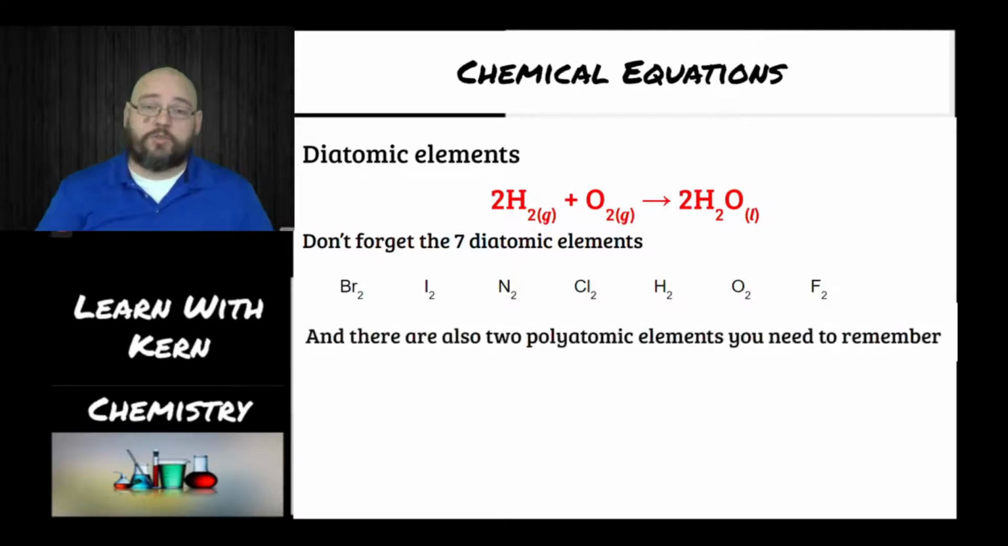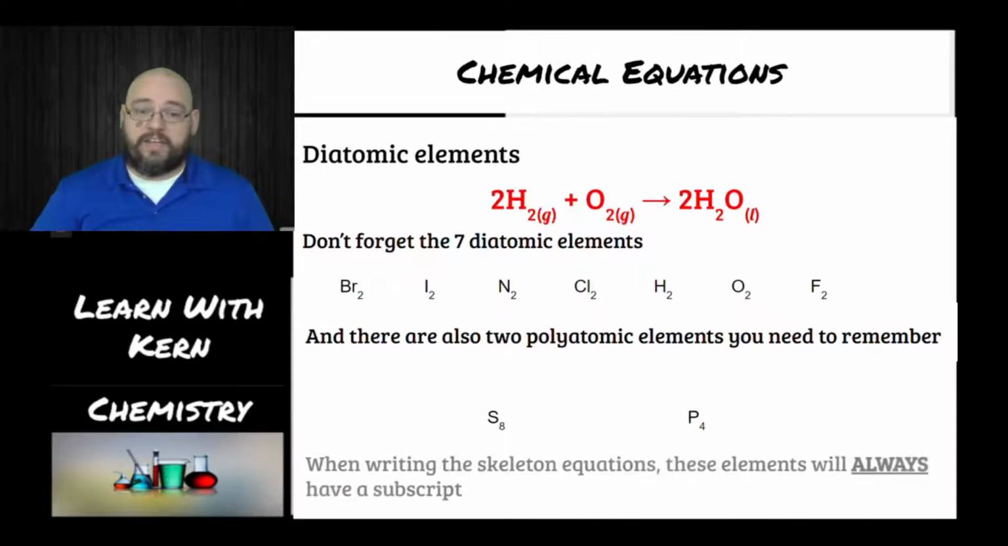Now, there are also 2 elements that you need to remember that are polyatomic elements that are going to exist in a polyatomic nature, more than 1, poly, many. And those are sulfur and phosphorus. Sulfur is always going to get an 8 when it's by itself. When it's elemental sulfur, we do S8, and elemental phosphorus, P4. So you need to remember those. So you've got your 7 diatomics and your 2 polyatomics.